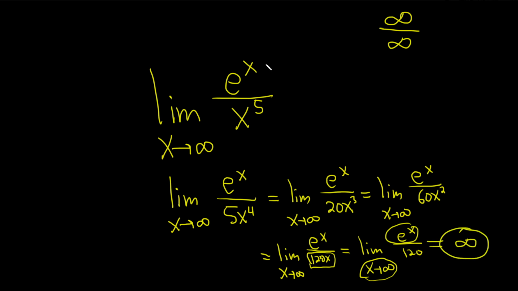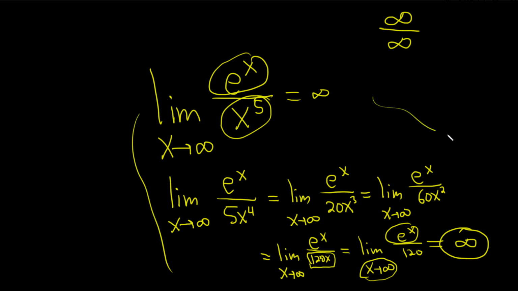By the way, you can look at this from the beginning and just say it's equal to infinity because exponentials grow faster than polynomials. So in the long run, the numerator is growing faster, so this fraction will tend to infinity. The only reason we use L'Hopital's is because the directions specifically asked us to use L'Hopital's.